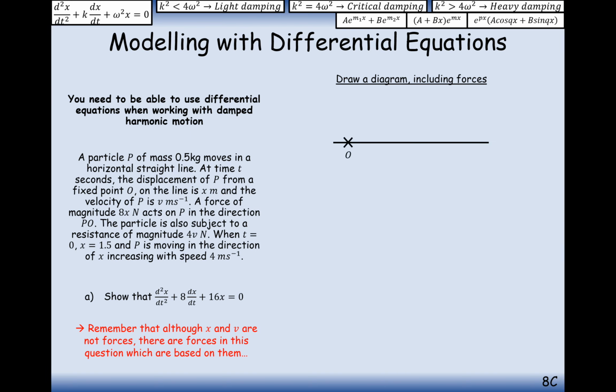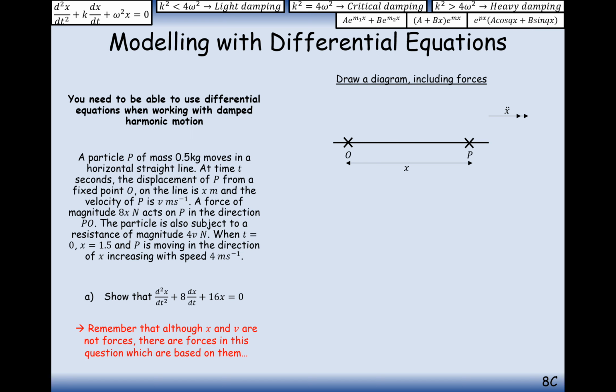So we'll mark a fixed point O and particle P. The distance from O to P will be given as x. If we read through the question, on the line, x meters and velocity v, so it's x meters away from the fixed origin O. A force of magnitude 8x newtons, so we're going to set the acceleration going to the right, so rightwards will be positive here, but we'll show that it should actually be negative in a second.